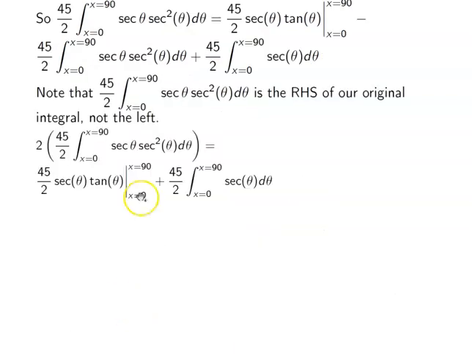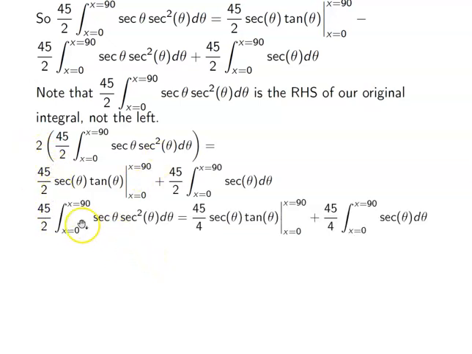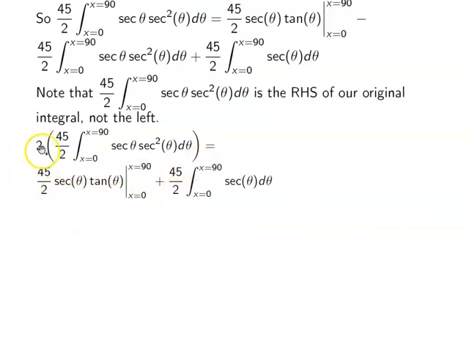The reason for that is that when I add this to the other side and I get an equality of this, I get just 45, right? So this 2 will cancel, right? So 2 of these is going to be equal to what's left, which is this 45 over 2 secant theta tan theta, evaluated from 0 to 90, and then that secant that's left over, right here.